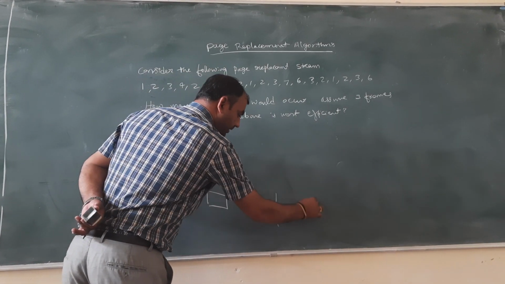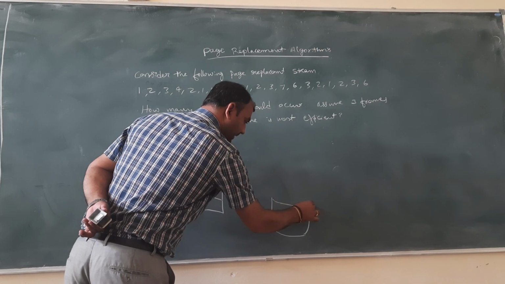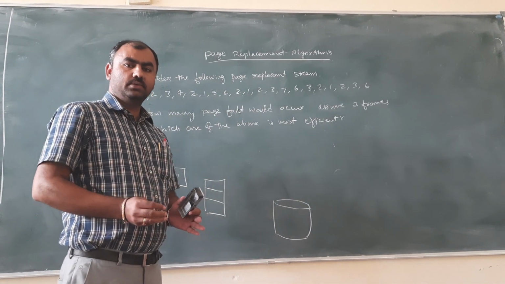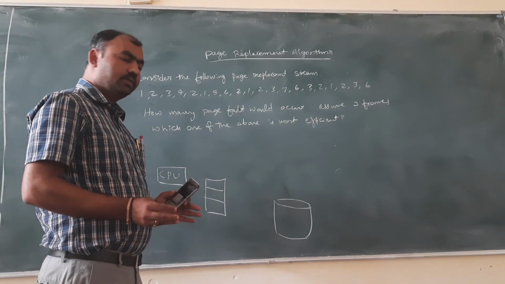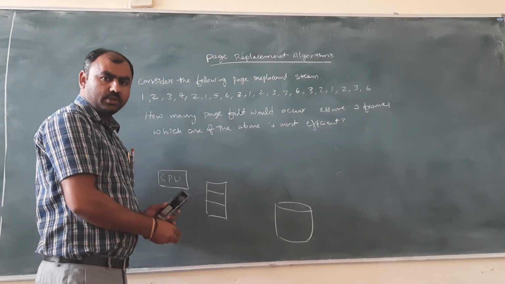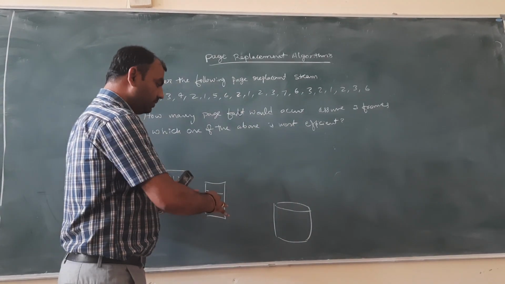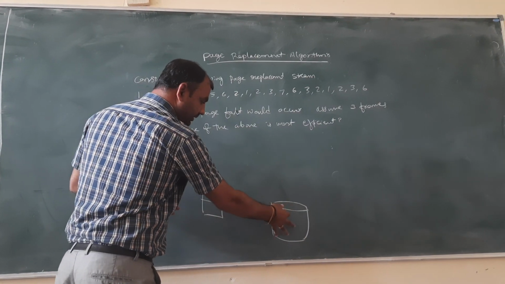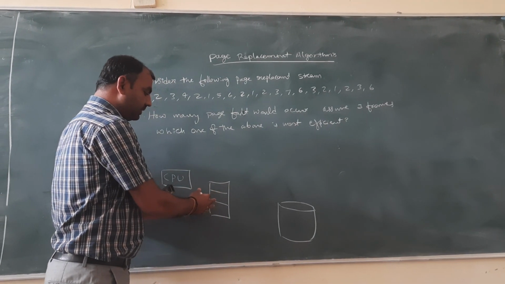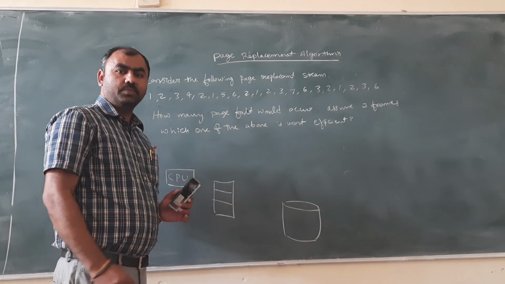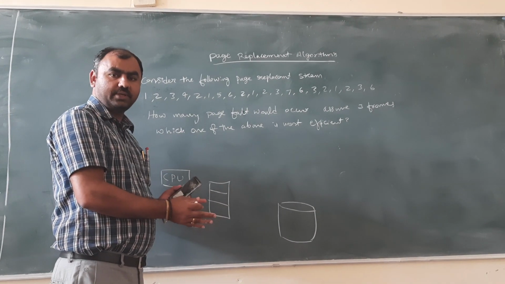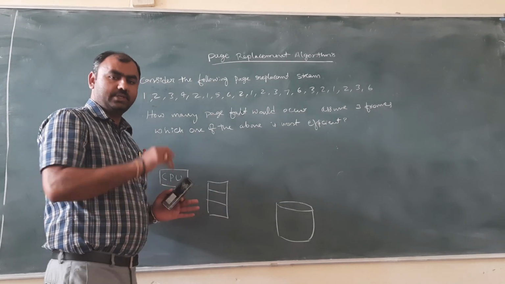And then we have the secondary storage. Whatever process we have, we cannot store the whole process in RAM. So we will store part of the process in the secondary memory and part of the process in the RAM, and then we can execute the whole process. That is the concept of virtualization.